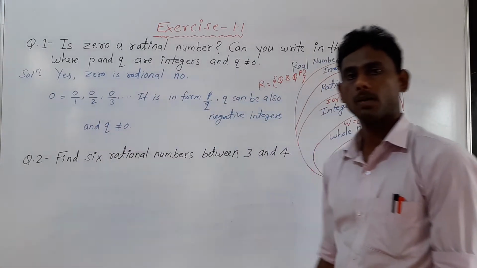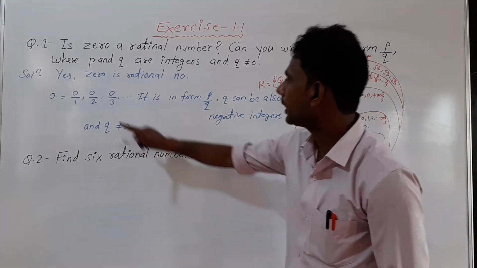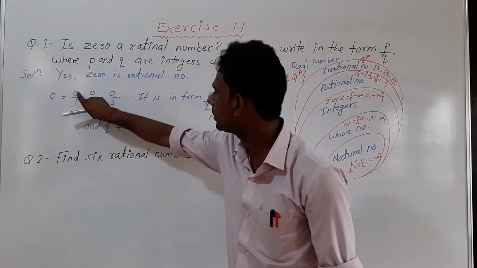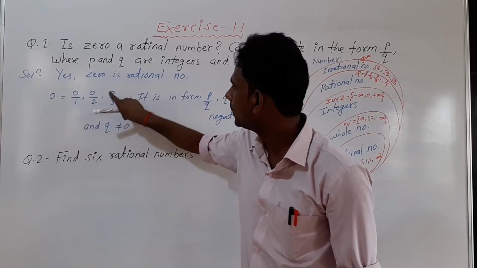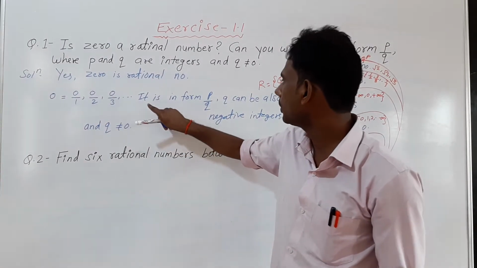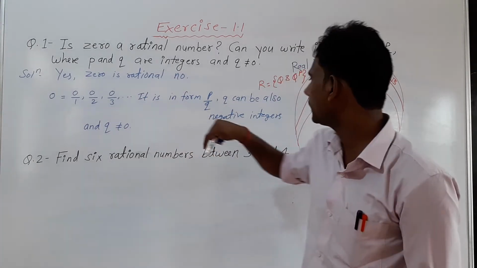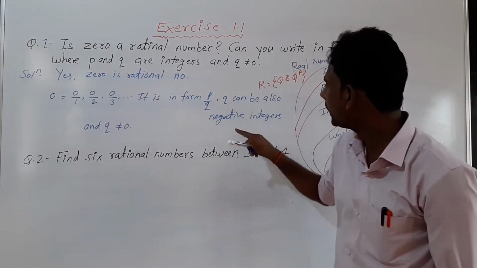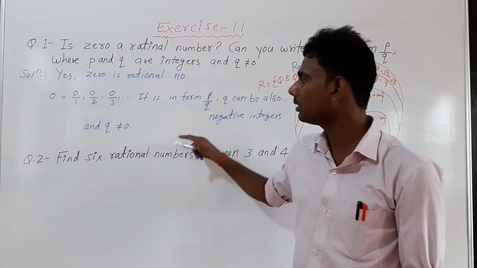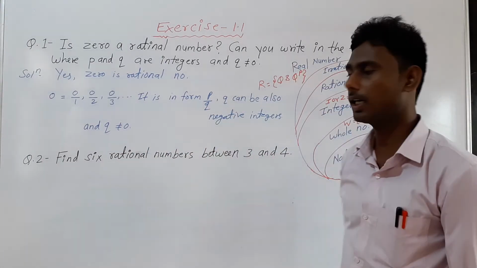So the answer to question number 1: yes, 0 is a rational number. We can write it in the form of p upon q. Here 0 equals 0 upon 1, 0 upon 2, 0 upon 3. We know that 0 upon something is 0. So it is in the form of p upon q, where p and q are integers and q can also be a negative integer. You can get 0 upon 1, 0 upon 2, no problem. q is not equal to 0. So this is the answer of the first question.